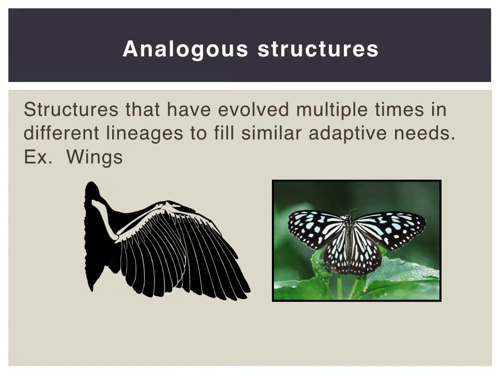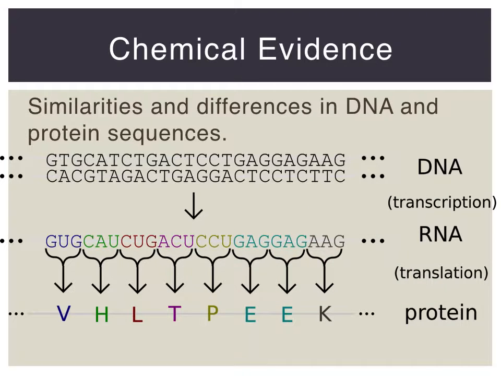Analogous structures are different from homologous structures. These are structures that have evolved multiple times in different lineages to fill similar adaptive needs. An example is wings. You can have the wings of a butterfly or the wings of a bird. These are not the same in structure, but the wings have developed in both so that animals can fly, so as to be able to fit similar adaptive needs.